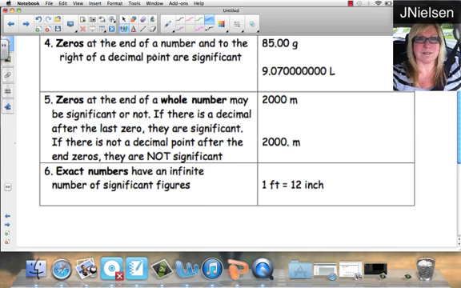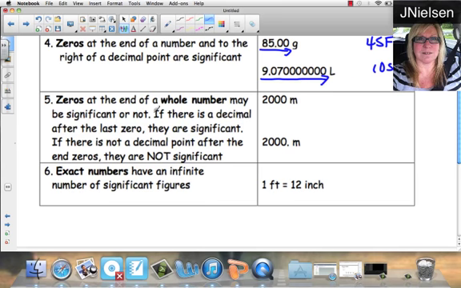Zeros at the end of a number and to the right of a decimal are significant. So here, these are significant. It would be 4 sig figs, or decimal present. I go to the left, count the first non-zero and everything after it. Here I have 1, 2, 3, 4, 5, 6, 7, 8, 9, 10 sig figs. I find the first non-zero, count it, and everything after it.